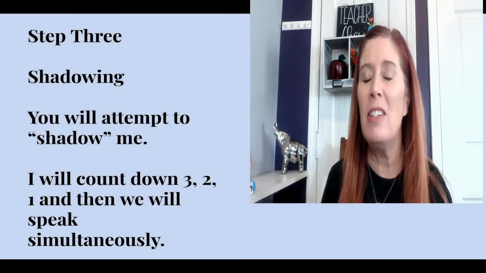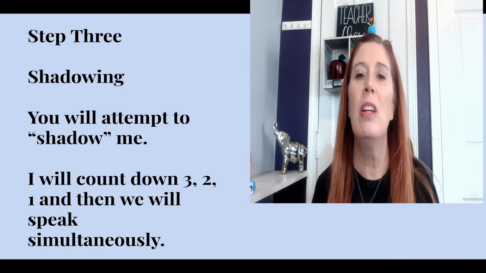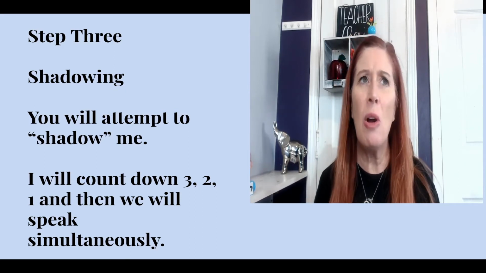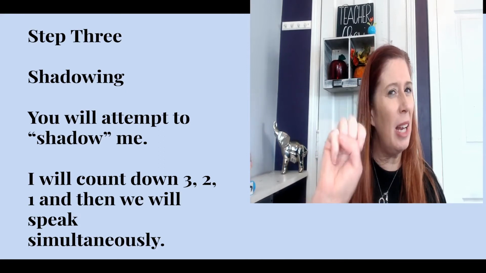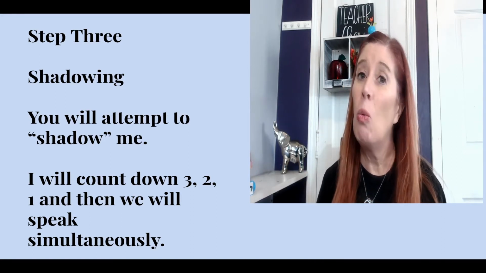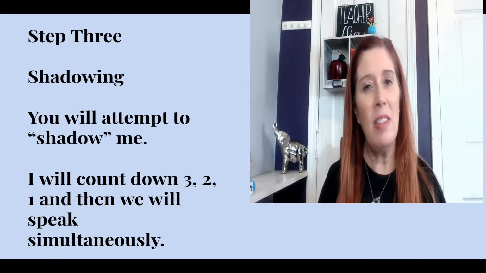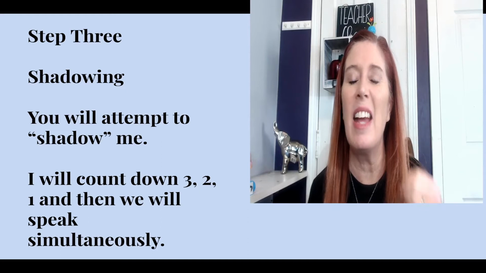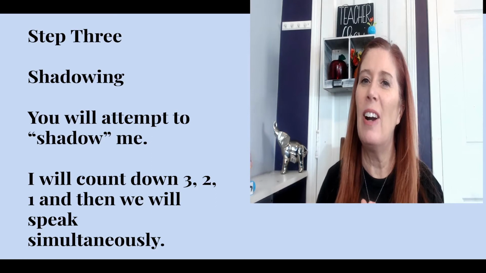Then we will move on to step 3. That is the step that includes shadowing. You will attempt to shadow me. So with this step, I will give you a cue by telling you 3, 2, 1, and then I will speak. We will say the sentences together. Now, this is a 3-step process, so we will go through the sentence at least 3 times. All right, I hope you are ready.